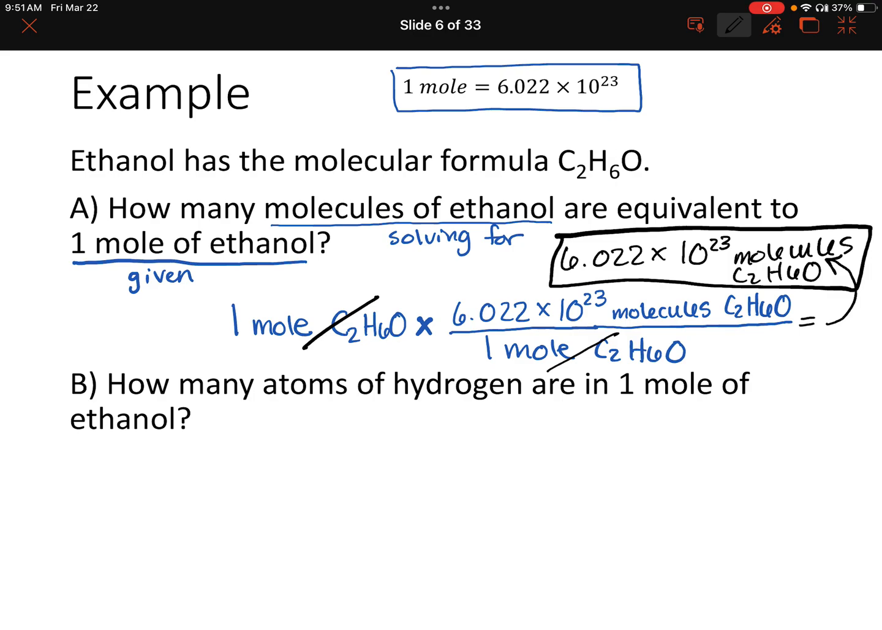So now let's look at the next question. How many atoms of hydrogen are in 1 mole of ethanol? Okay, so let's focus on what we're given and what we're solving for. We're asked about atoms of hydrogen, so that's what we're solving for. And we're given 1 mole of ethanol.